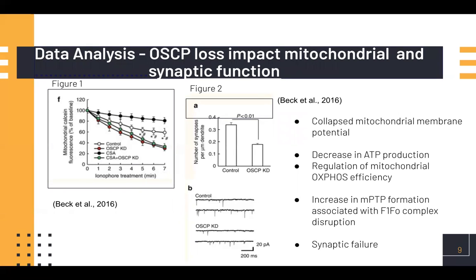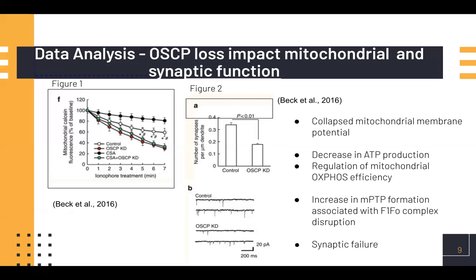Shown in figure 1 on the left, the scientists found that although CSA suppressed MPTP formation in control neurons due to its inhibition of CYP-D, when MPTP activation was linked with OSCP loss, this activation was not blocked when CSA was added. However, they also found that OSCP loss resulting in MPTP activation was not protected through a decrease in CYP-D amounts. Based on this, the researchers were ultimately able to suggest that the activation of MPTP, which is induced by OSCP loss, does not depend on the status of functionality of CYP-D.